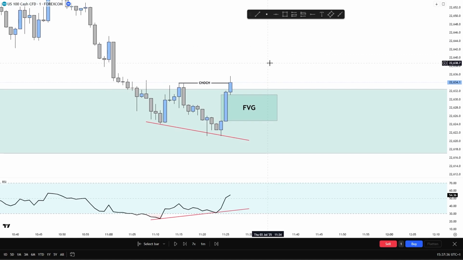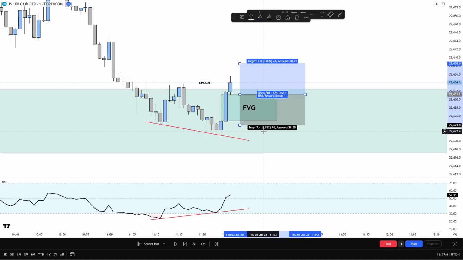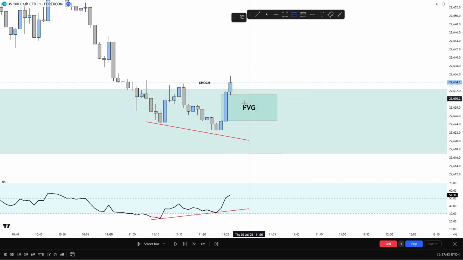Step 4 is placing the trade. We set our buy order in the 1-minute fair value gap, with a stop loss placed a few pips below the lowest point of the zone.